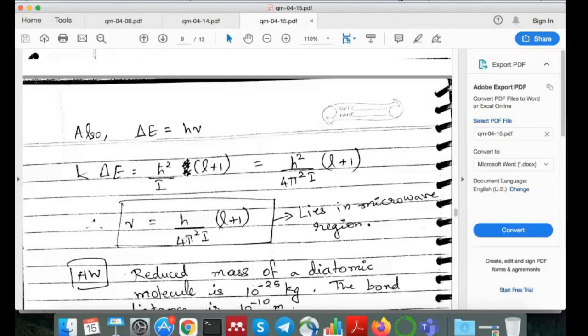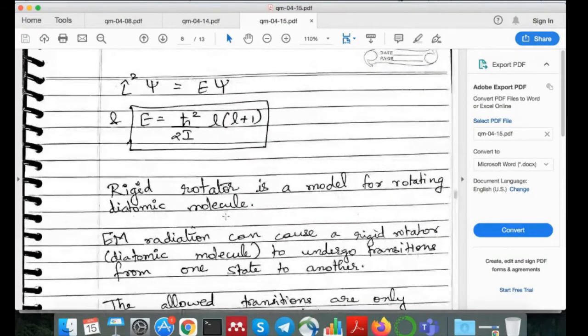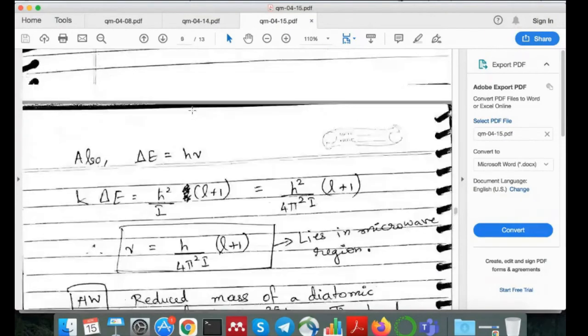So the frequency turns out to be H by 4 pi square I into L plus 1. This is your formula for the frequency. I think the only thing you need to remember out of all these formulas is the formula for the energy, which is H cross square by 2I into L plus 1. If you remember this formula, then everything else follows from there, so you don't have to remember anything else. This frequency lies in the microwave region. It typically always lies in the microwave region.